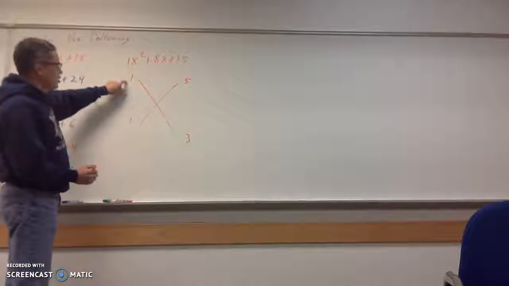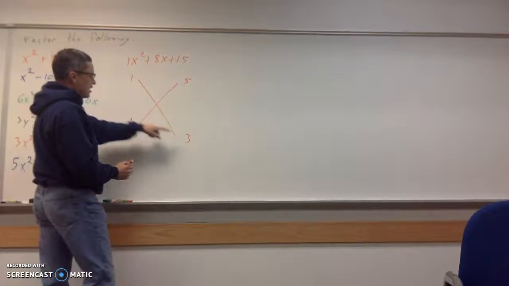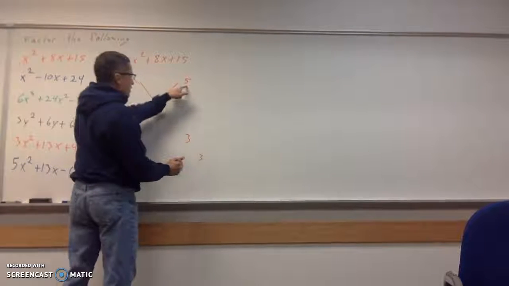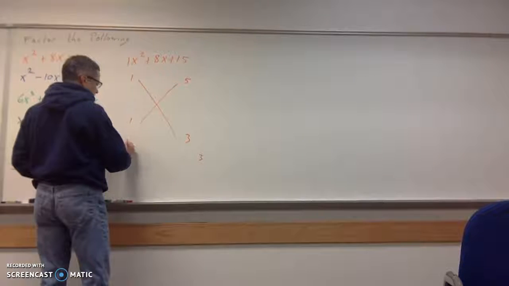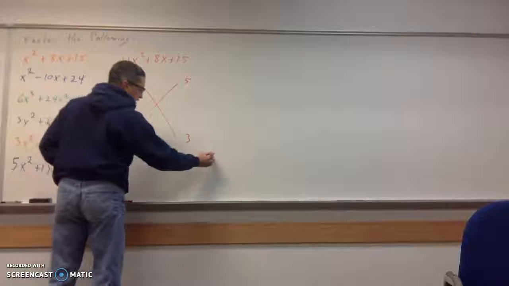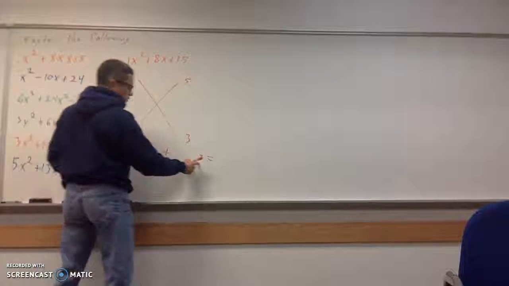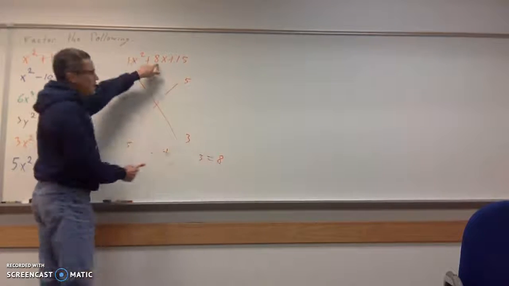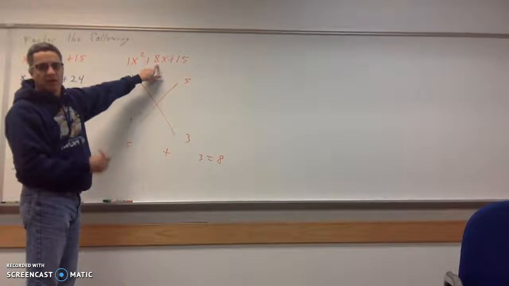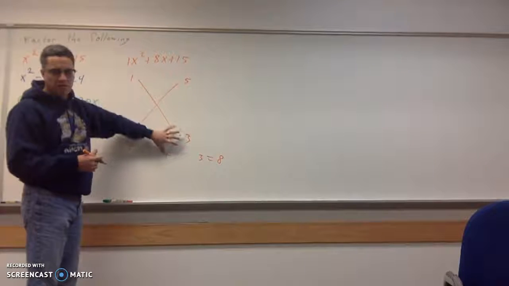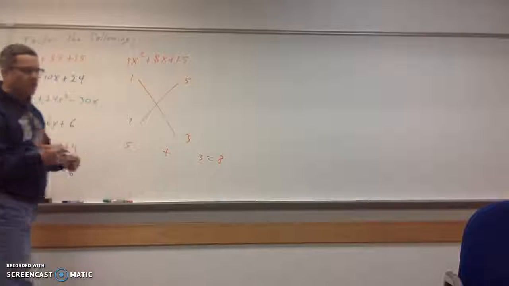So you multiply across the diagonal. 1 times 3 is 3. 5 times 1 is 5. Let's add these guys together. 5 plus 3, that's 8. That needs to be this 8 right here. All right? If it isn't, then you've got the wrong configuration. So I've got the right configuration.